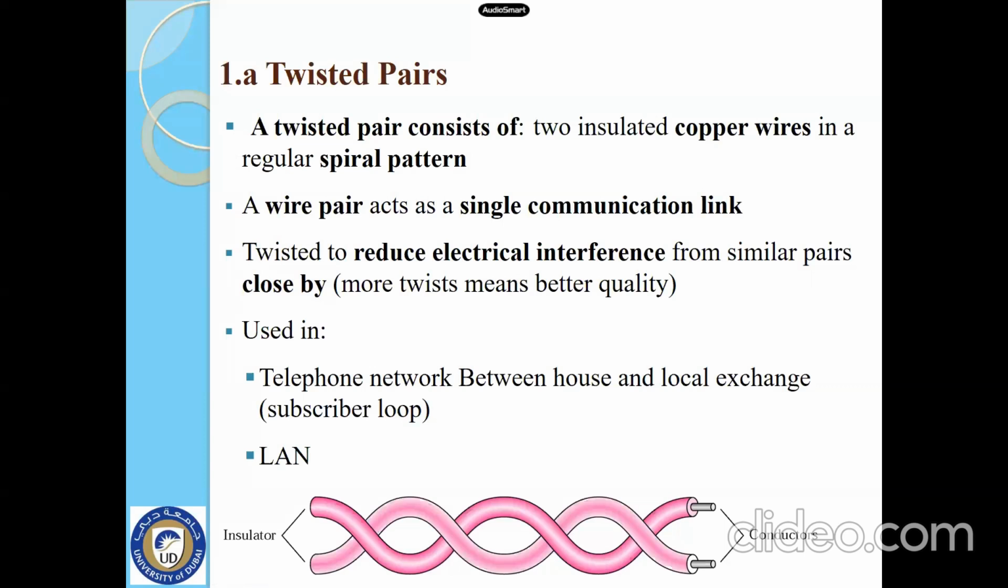A typical application for twisted pairs is the telephone network between house and local exchange, and the LAN. Basically, a typical application for twisted pairs is the RJ45, the Ethernet cable, the one that we see every day. If you go to the Du box or Etisalat box, you will see the Ethernet cable coming out of the modem to the router.